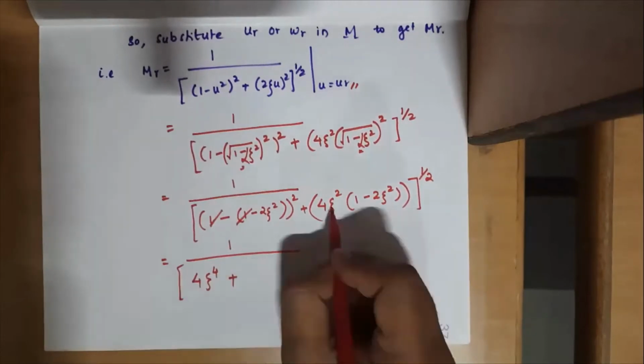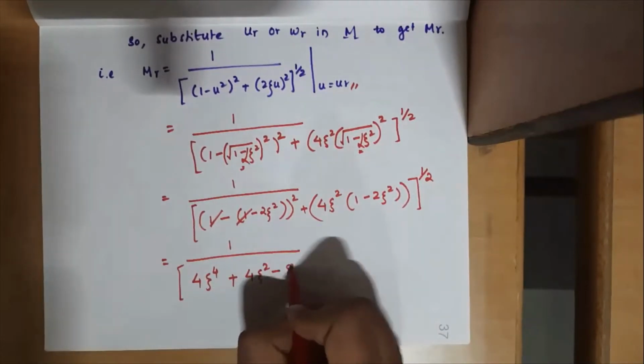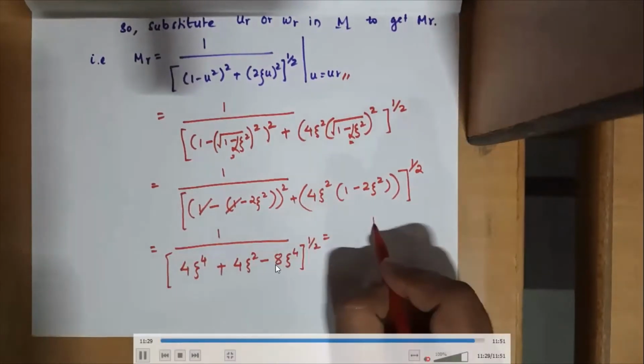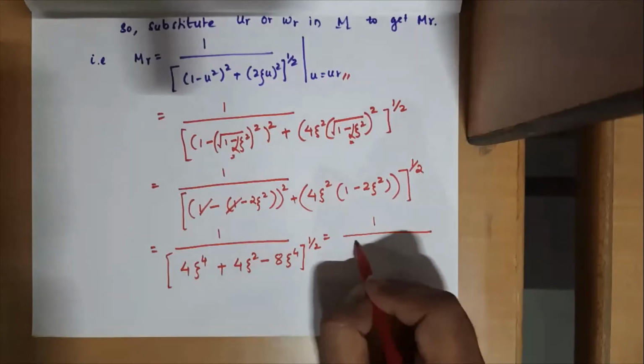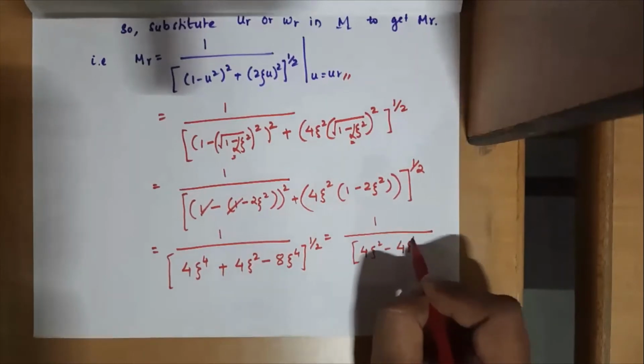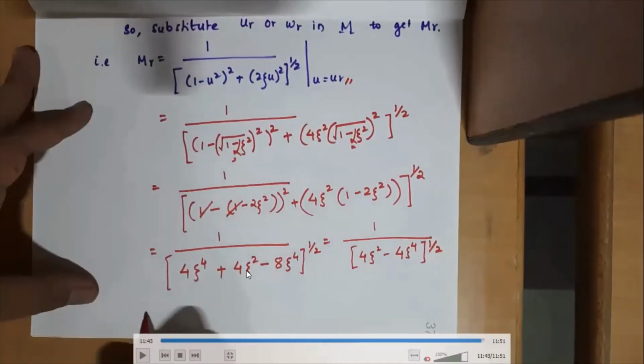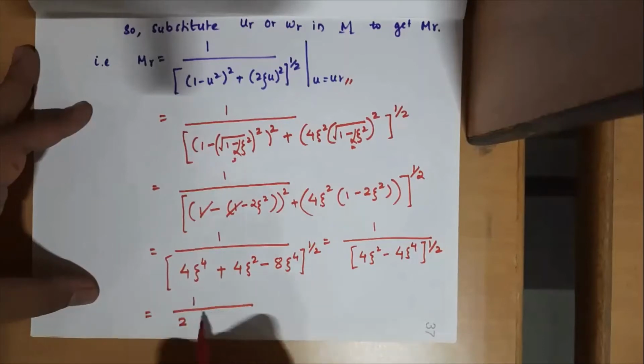Minus 2 zeta square whole square is 4 zeta 4. Then we have 4 zeta square into 1 as 4 zeta square. Then 4 zeta square into 2 zeta square is 8 zeta 4 raised to 1 by 2. The square root I have written as raised to 1 by 2. And finally, we have 4 zeta square minus 4 zeta 4 under the square root. So this is equal to 2 zeta.